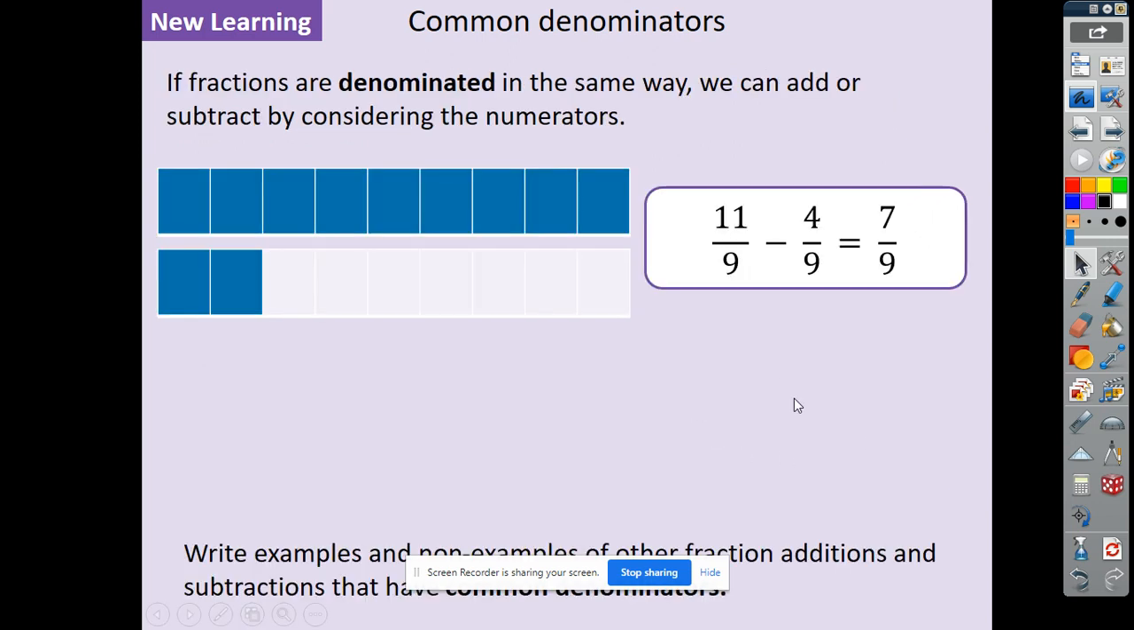I want you to have a look at this one. So we can have a quick look at subtraction. Now, this time our denominator is 9. So here is my shape. It's split into 9 parts. So I have 1, 2, 3, 4, 5, 6, 7, 8, 9 parts. Okay, we can see that 11 parts are shaded in total. So I know that I must have 1 whole one. That's my 9, 10, 11 parts.